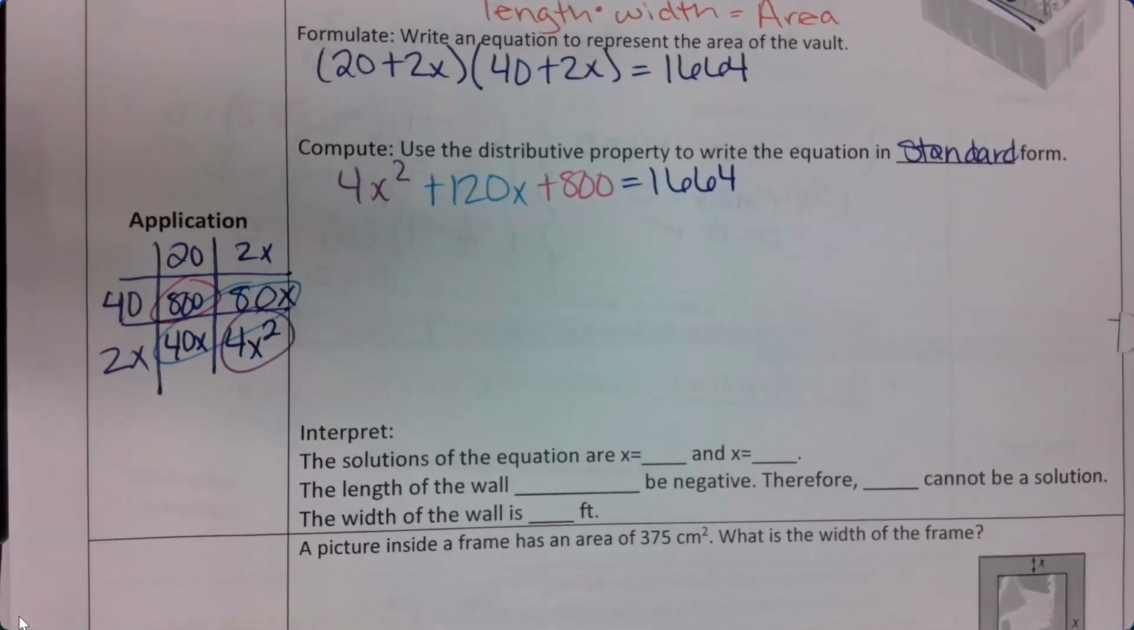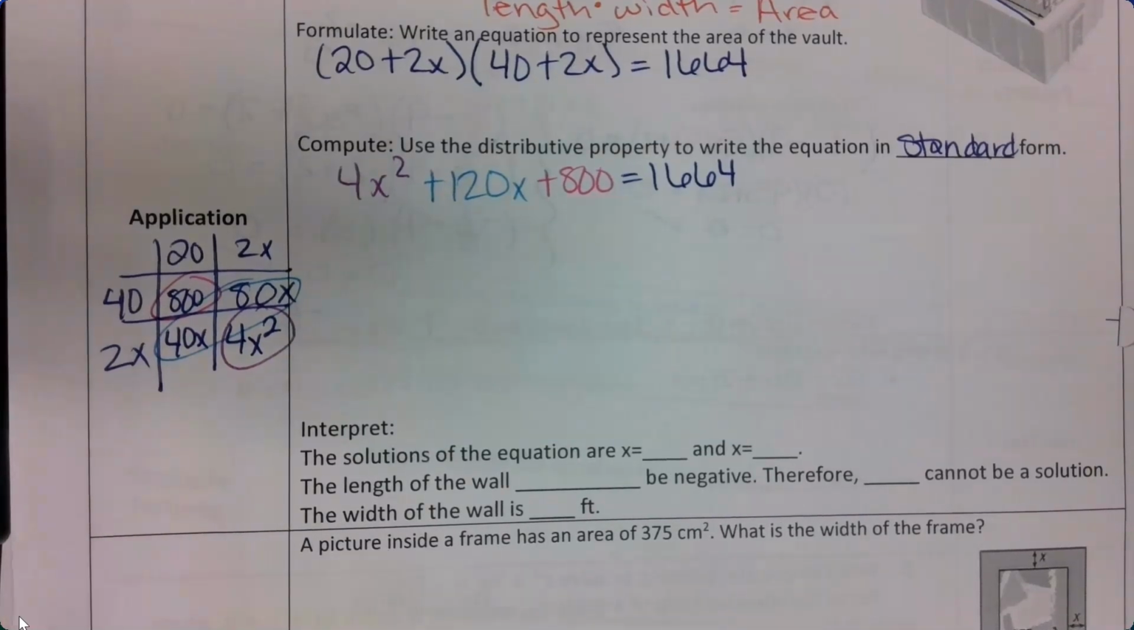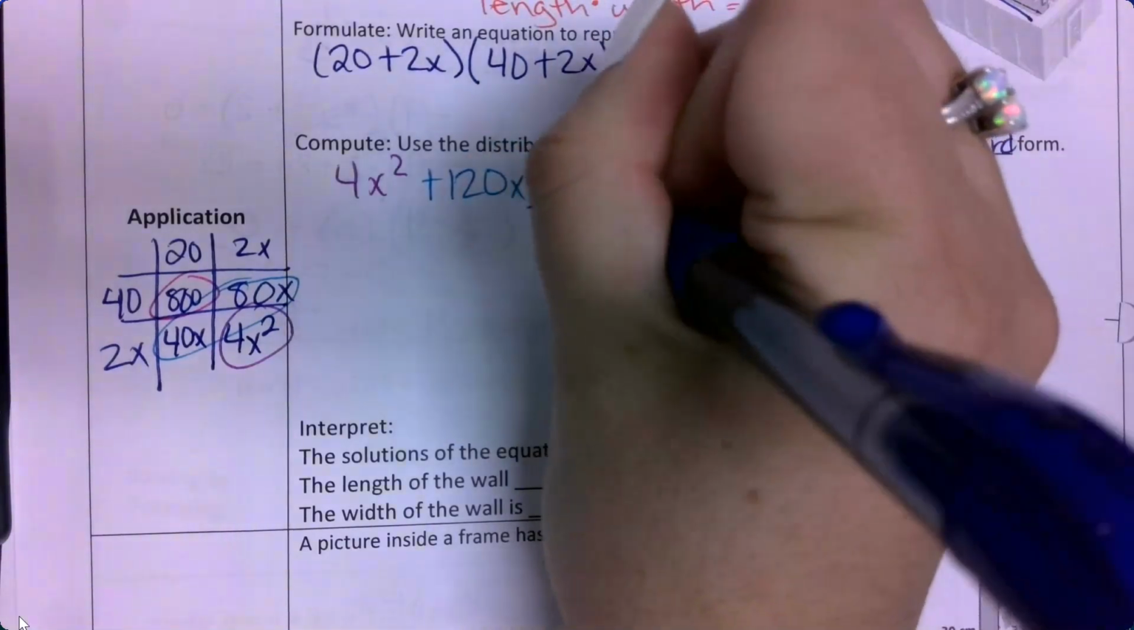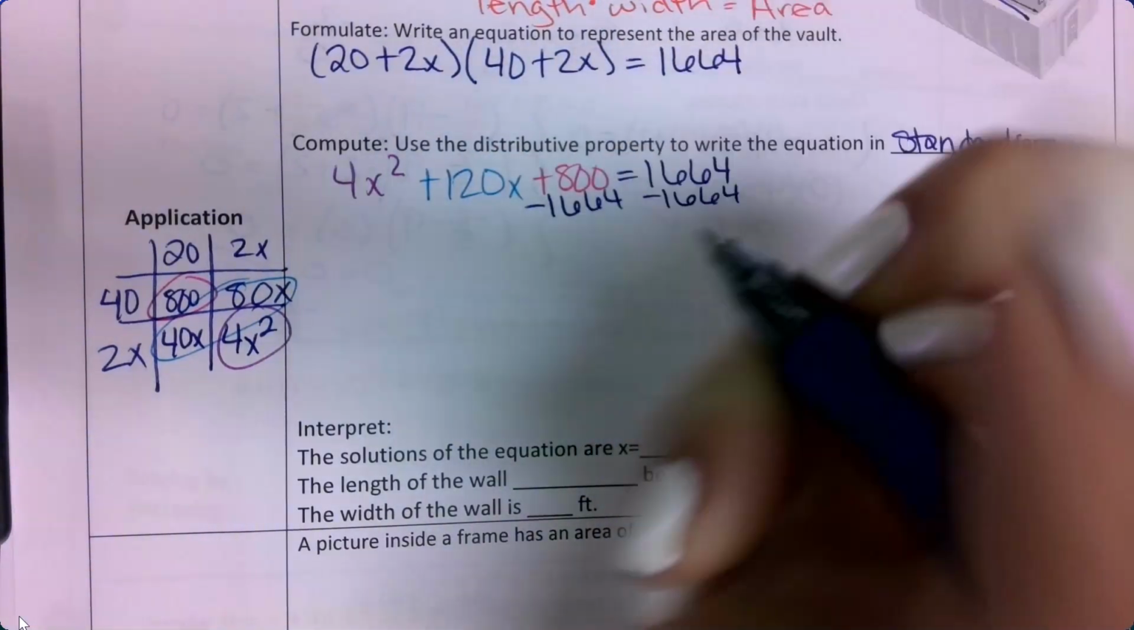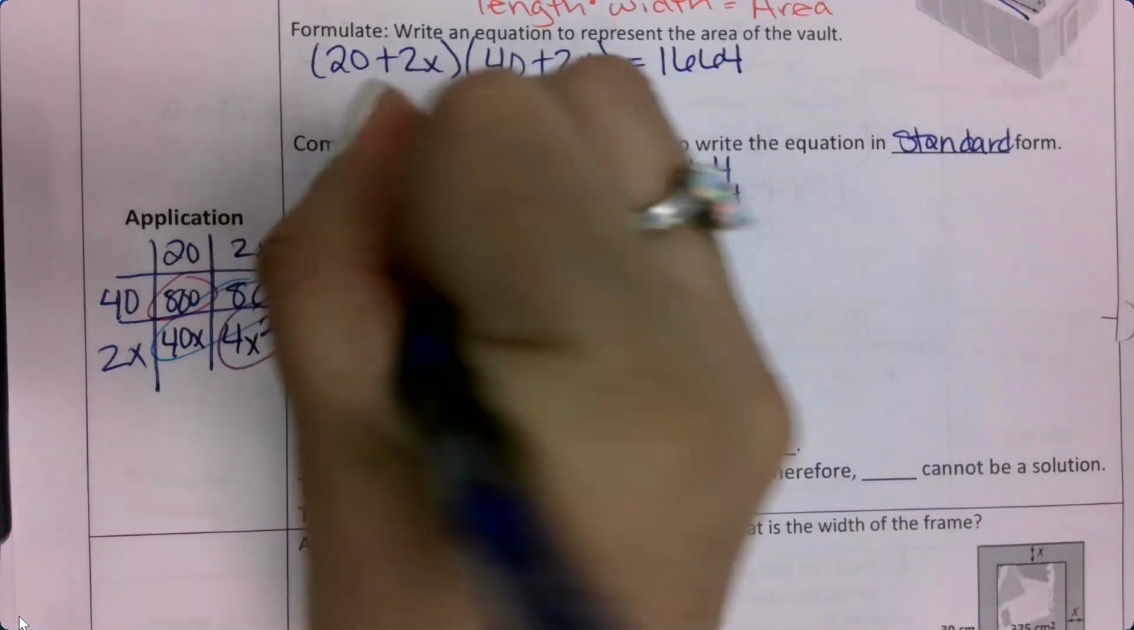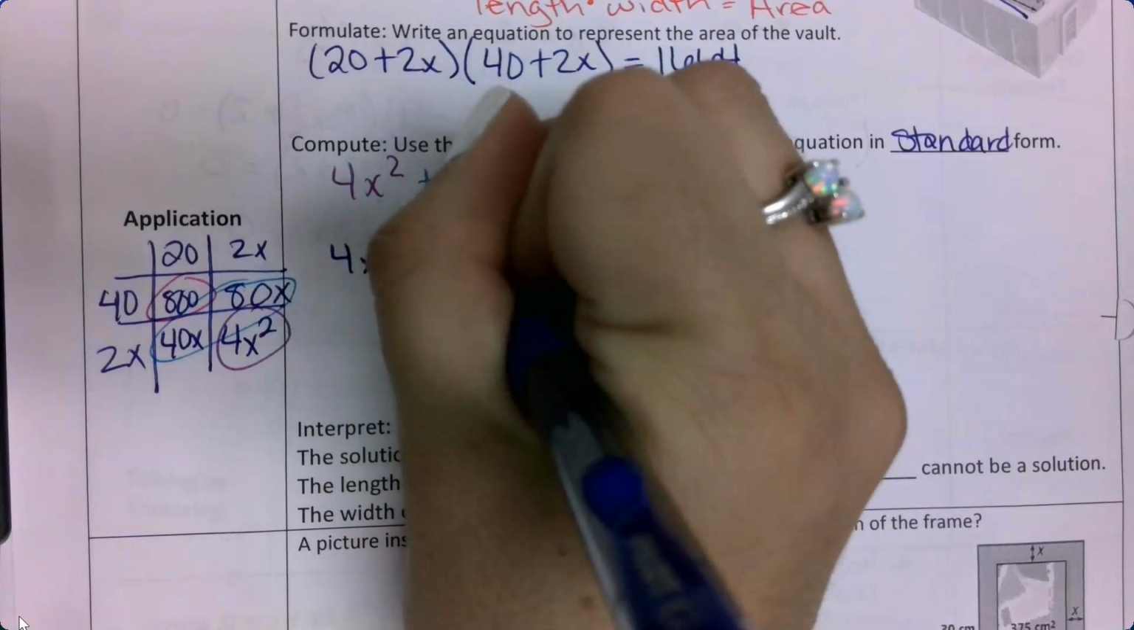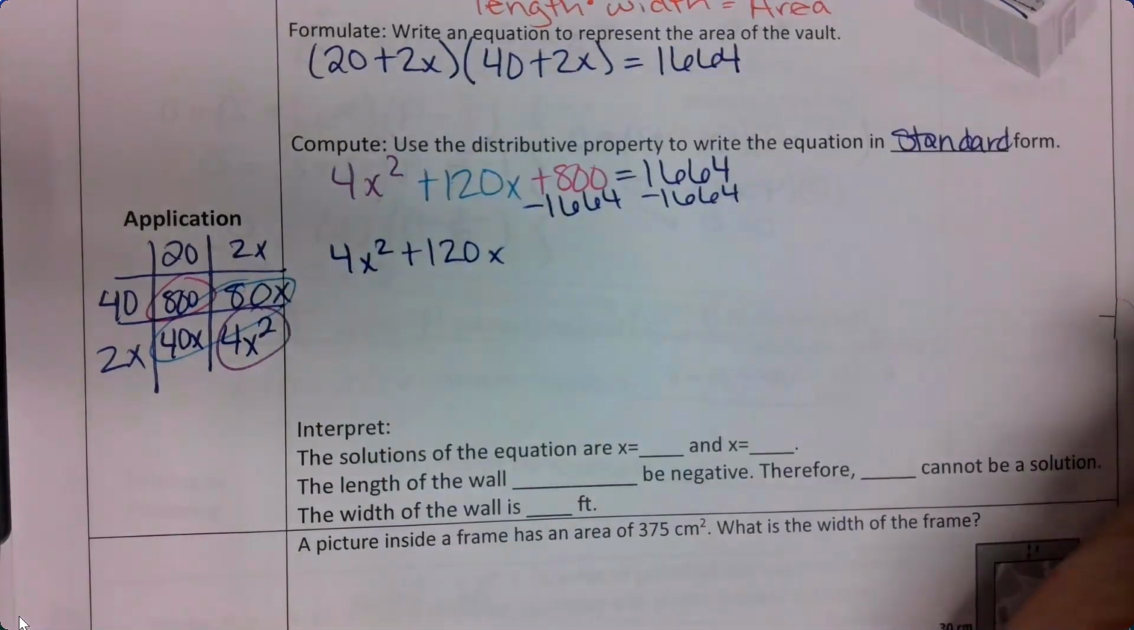So what do I still need to do in order for it to be in standard form? Where did I say standard form was on the front? Not yet. We'll do that in a bit, but not yet. Before I can do that, what do I need to have this equation do? Equals 0. So I want to subtract the 1,664 on both sides. So what's 800 minus 1,664?